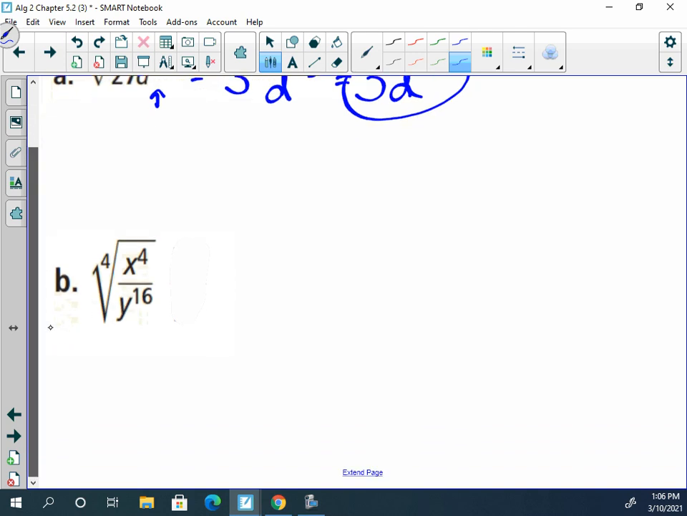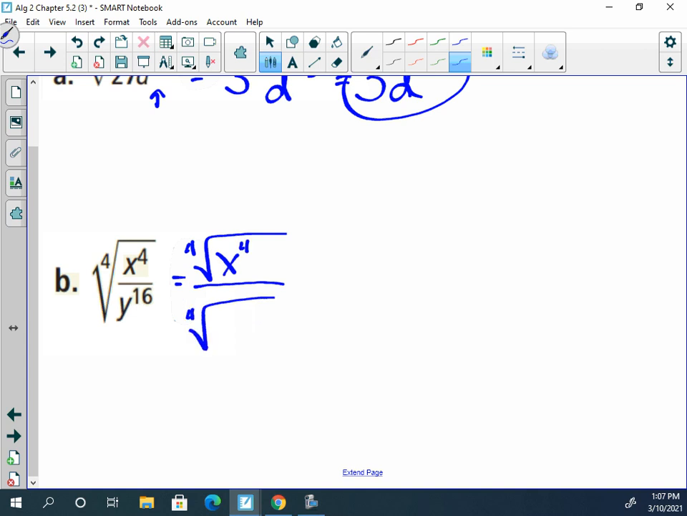All right. So we have this here, the 4th root of x to the 4th over y to the 16th. So if we want to, we can rewrite this using our fourths as the 4th root of x to the 4th over the 4th root of y to the 16th. We can rewrite it as this here.